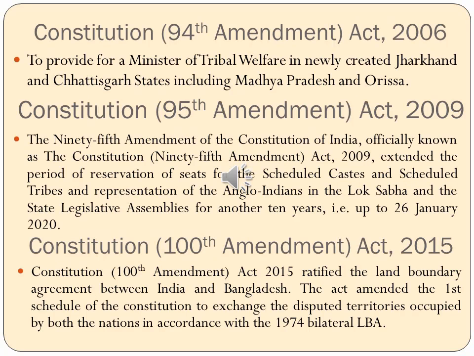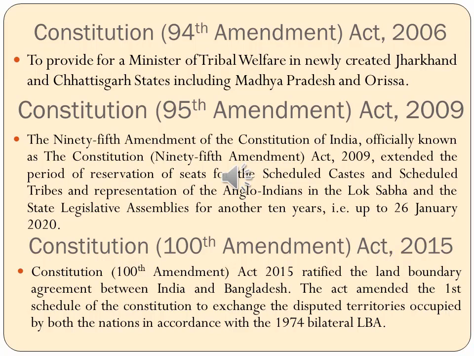The next amendment is the 94th Amendment Act that happened in the year 2006. So this was to provide for a Minister of Tribal Welfare in the newly created states of Jharkhand and Chhattisgarh, and also Madhya Pradesh and Orissa. So a new post was created, that is Minister of Tribal Welfare, for the states of Jharkhand, Chhattisgarh, Madhya Pradesh and Orissa.